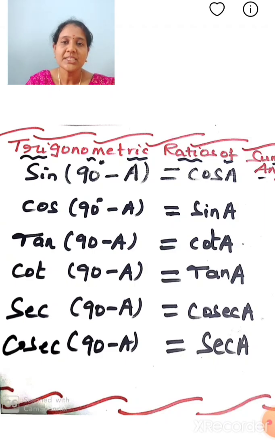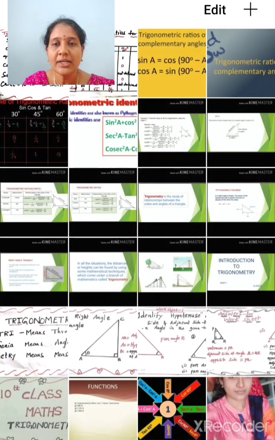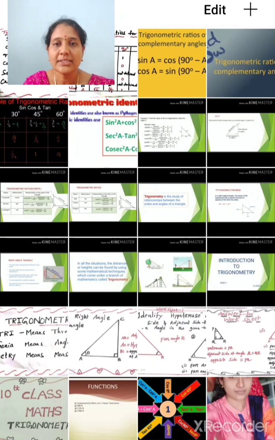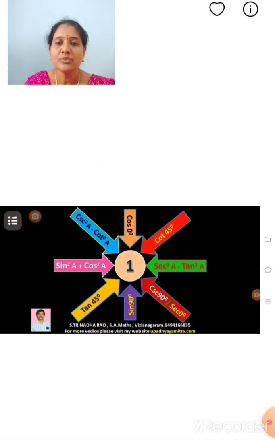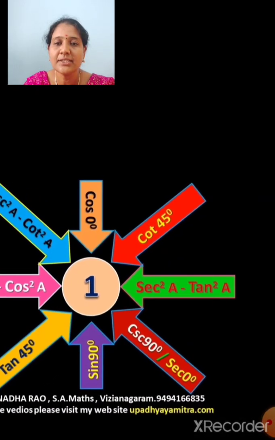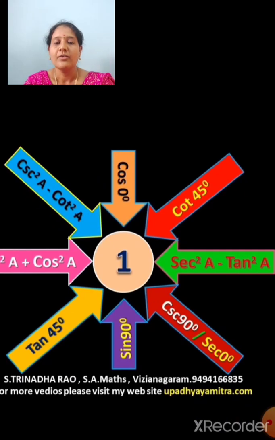So next, moving to the next one, that is called trigonometric identities. Before entering trigonometric identities, there is one slide, children. That is 1. Cos 0 value 1, sin 90 value 1, tan 45 degrees 1, just now I told you, cot 45 degrees 1. In our examination they have asked questions like this, children.